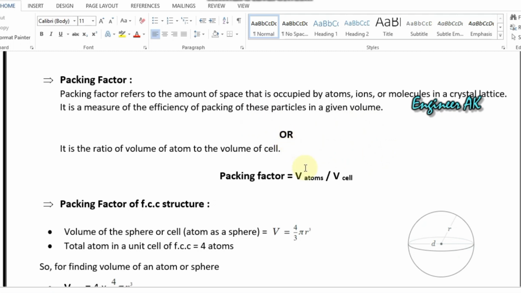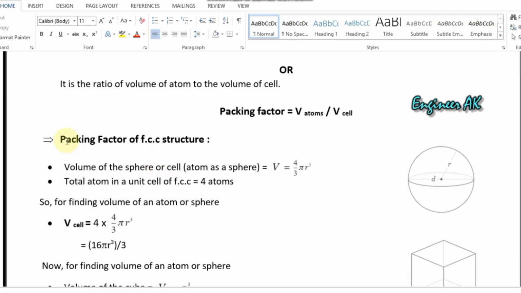In the previous lecture we have seen that the BCC structure contains 2 atoms and the FCC structure contains 4 atoms. So it is obvious that the FCC structure is more closely packed as compared to the BCC structure. In this video we will mathematically see whether it is true or not. We can also say it is the ratio of the volume of atoms to the volume of the cell. The formula of packing factor is volume of atom divided by volume of cell.